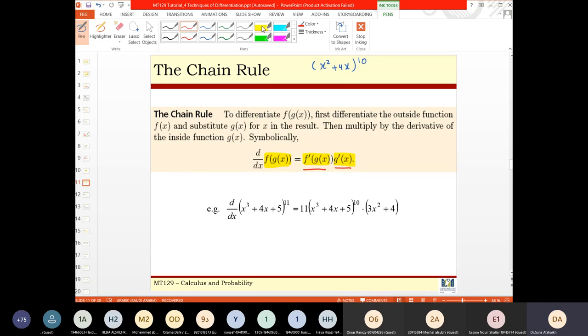A simple application of this is when we have a bracket. We have the power rule. I have this bracket to a power 11, where the inside is this g(x) and the f(x) is the power 11. So the derivative is 11 times the bracket to the power 10, times the derivative of what is inside, which is 3x squared plus 4. Clear? So this is the chain rule. This is what we call the chain rule. We already applied it in the general power rule.